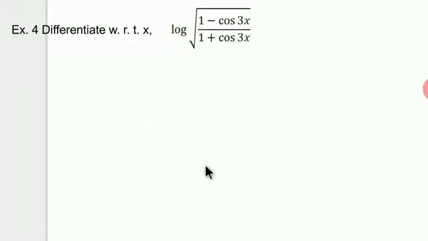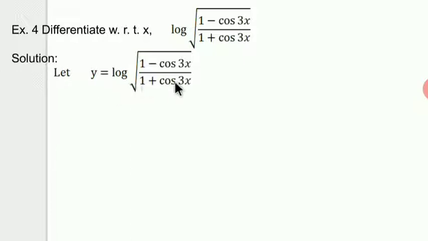Now example number 4: differentiate with respect to x, log of square root of (1 minus cos 3x upon 1 plus cos 3x). Now we solve this example by using two methods, actually three methods. The first method is the composite method and the second method is directly the formula method. And before the formula method, we simplify the radical sign by using the cos 2 theta formula. Now here I explain both the methods. So in the solution, first I explain the first method.